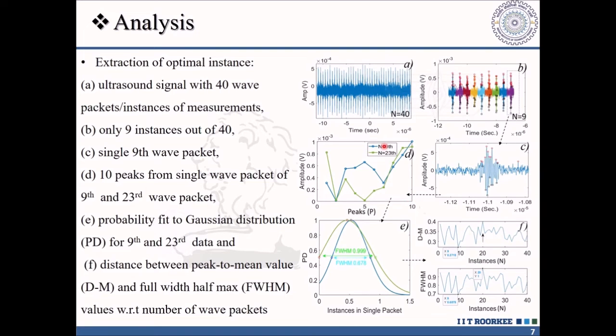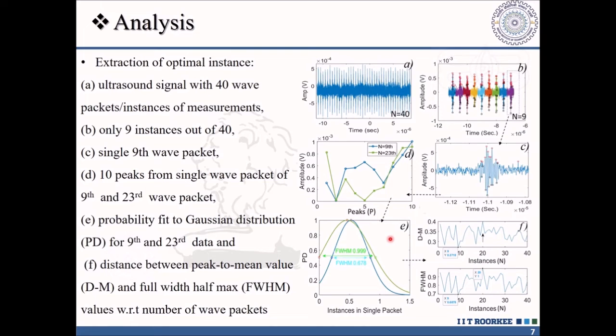Here we have plotted the amplitude corresponding to the 9th wave packet and the 23rd wave packet. These are the amplitudes of the 10 peaks corresponding to the 9th wave packet, which are plotted with the blue line, and the green line represents the peaks for the 23rd wave packet.